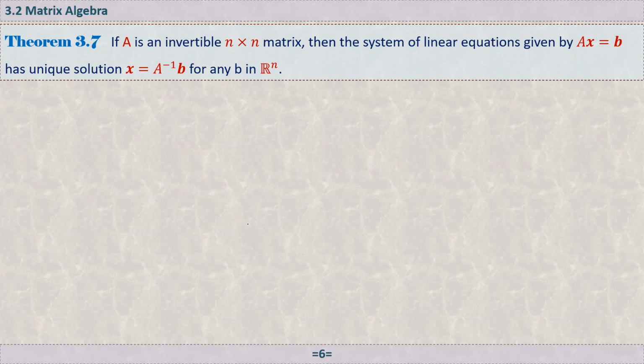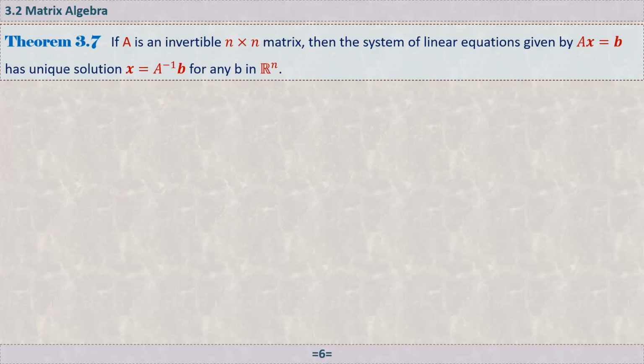Now let's see how it is used to solve a system of linear equations. This is Theorem 3.7: if A is an invertible n by n matrix, then the system of linear equations given by AX equals B has a unique solution, and the solution is X equals A inverse times B for any B in Rn. So it says that if an invertible matrix is given, then the system has a unique solution for any B in Rn. That's our B, a vector.